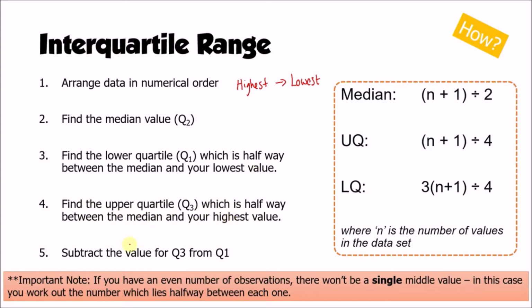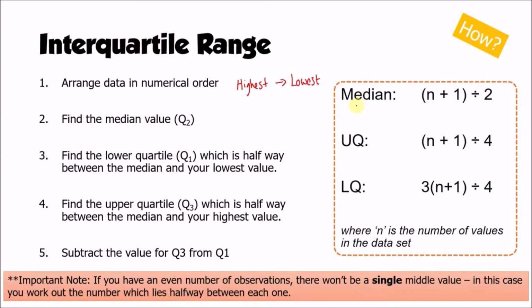And then we simply find what the difference is between the upper and lower quartiles. We calculate that difference just like we do for the range, and we will be able to get an answer to tell us where 50% of our data lies.